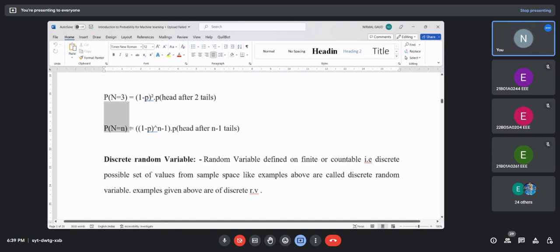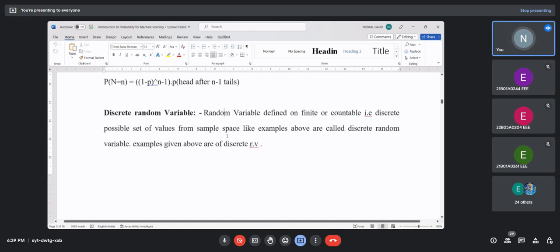And n equal to small n, any number of attempts. Okay, so its probability will be 1 minus p to the power n minus 1, into p. Okay, because for the final attempt we are saying it's p, so obviously your result is 1 minus p to the power n minus 1 into p. That means head after n minus 1 trials.